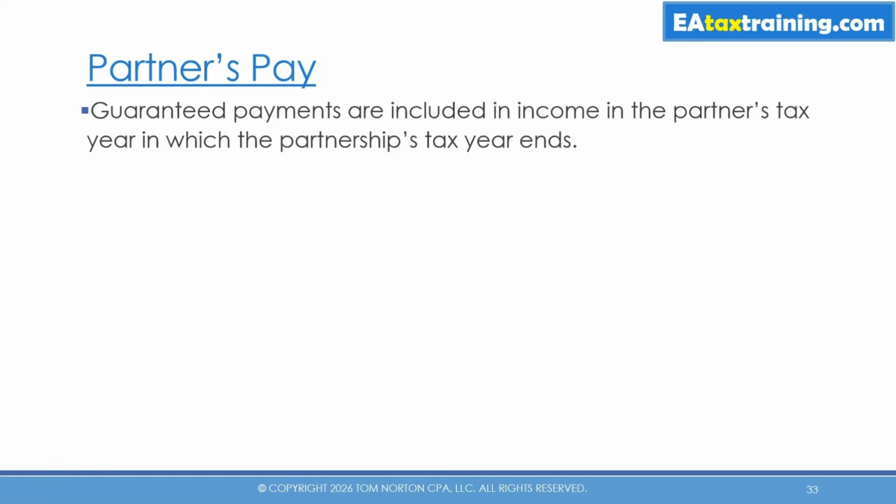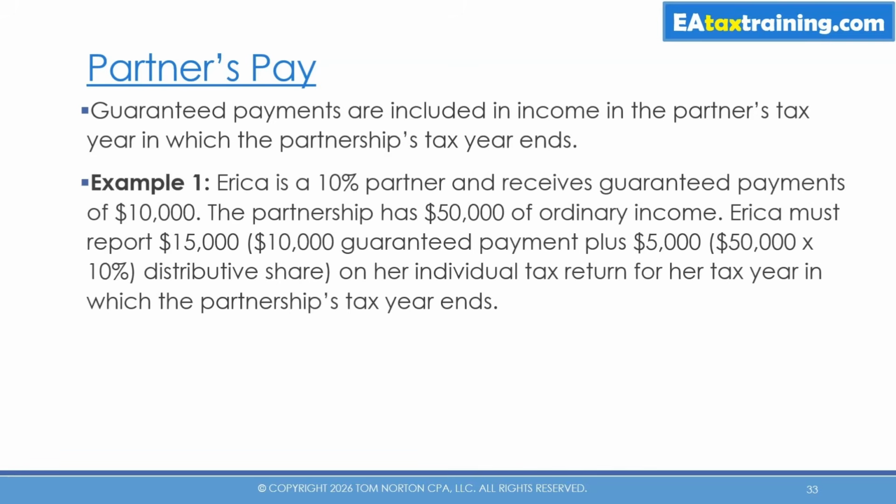Guaranteed payments are included in the income of the partner in the partner's tax year in which the partnership's tax year ends. So that's a tongue twister. Let's look at an example.